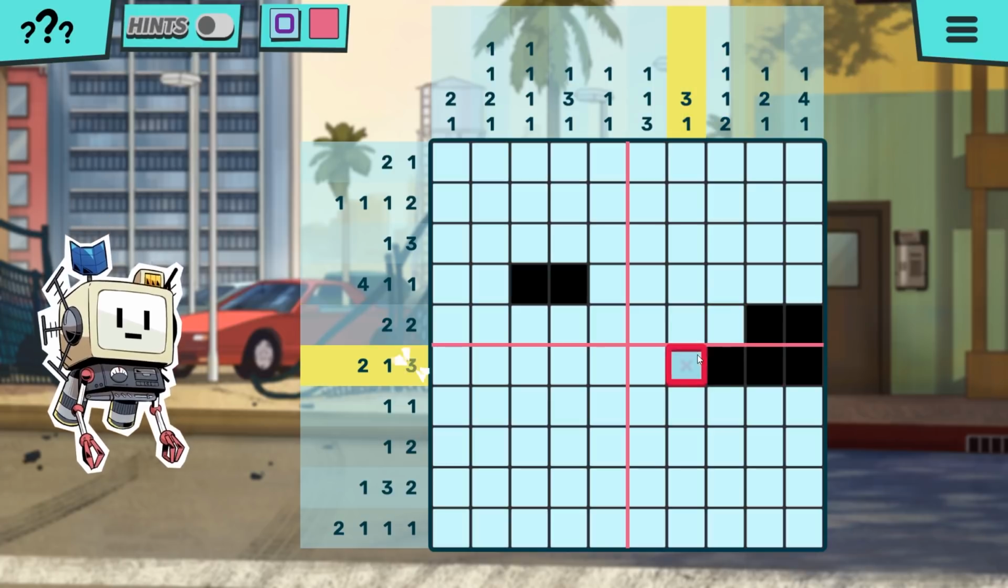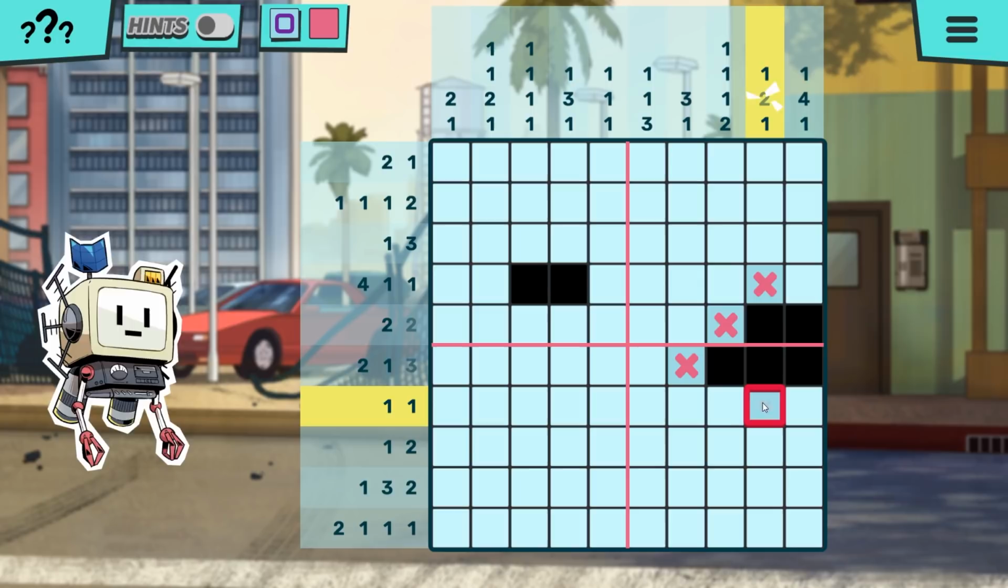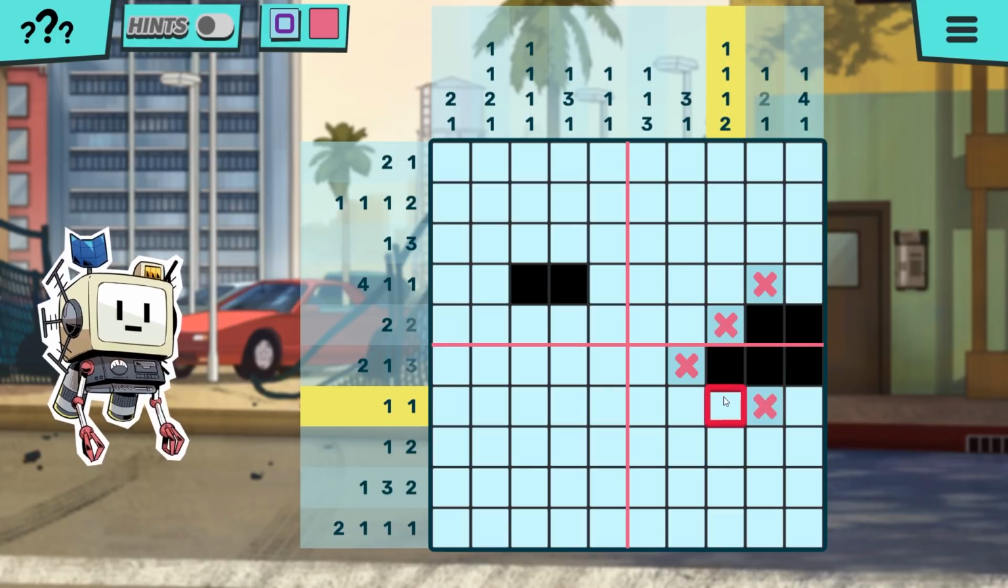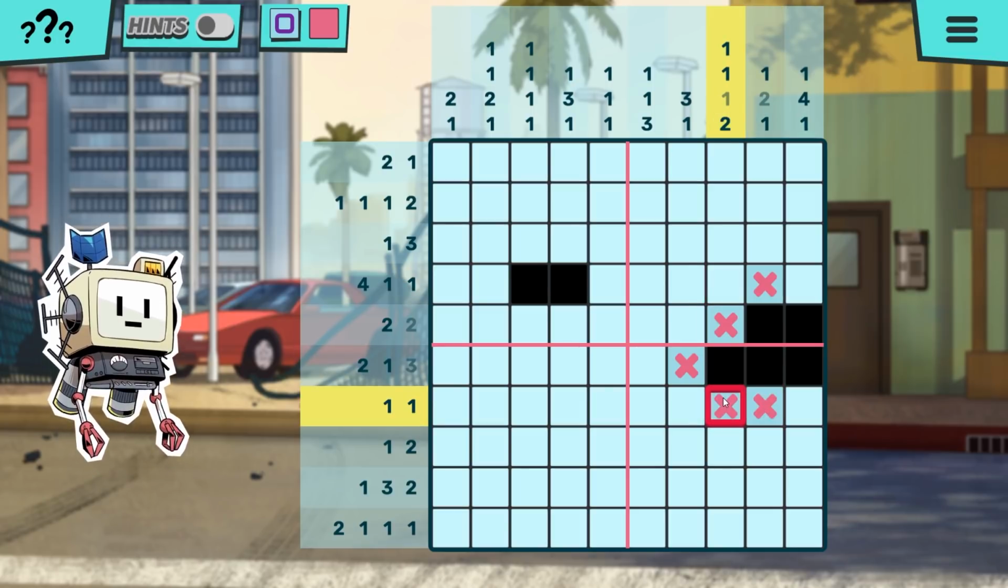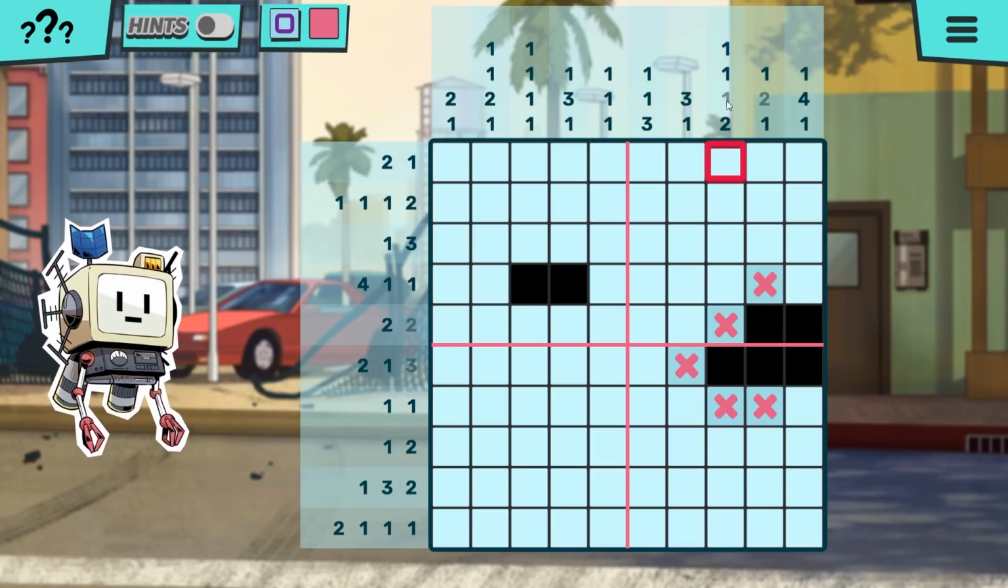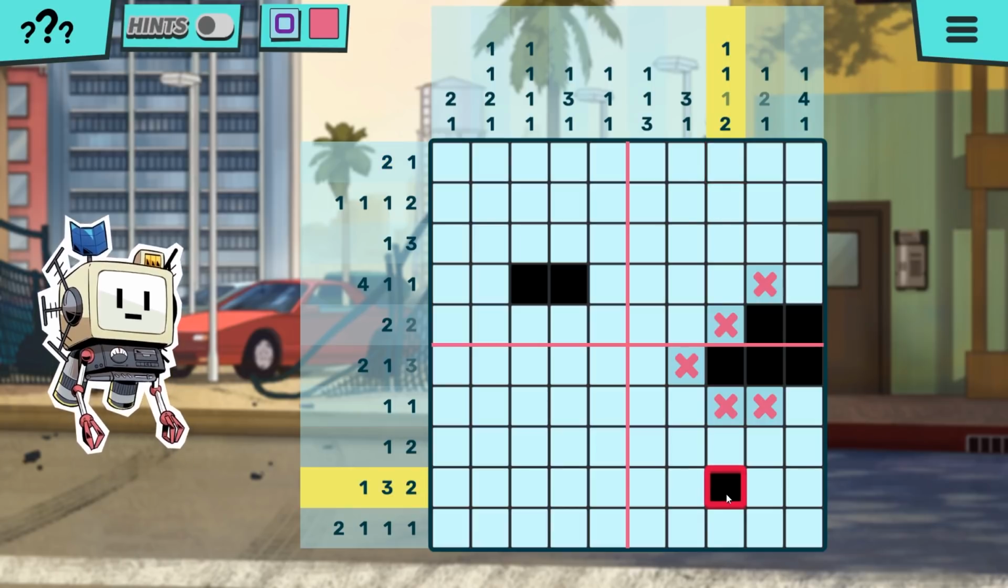Yep. And the 3 is. This always helps. Means we know where that 2 is. We know this is a 1. Yeah. 100%. Which means we know that's there. There's no way you could fit 3 1s up here.